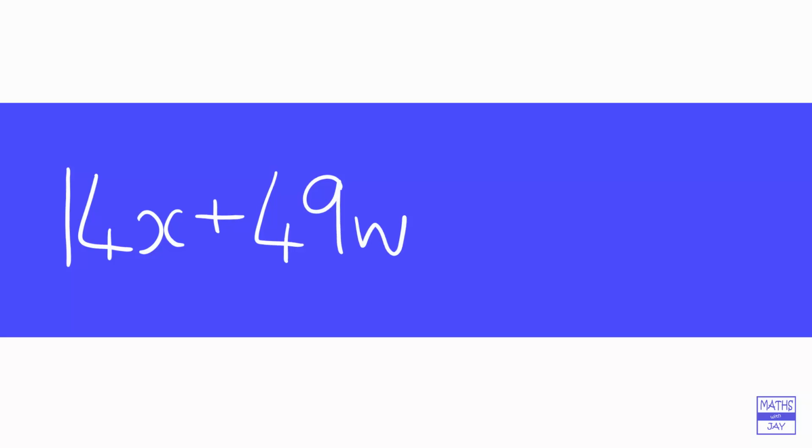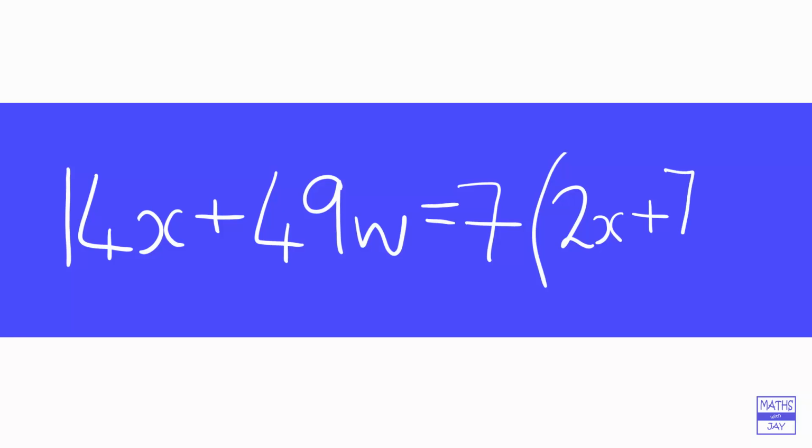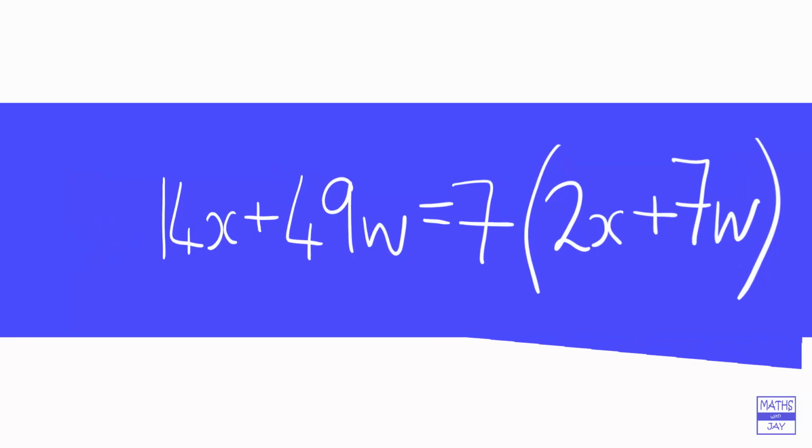Right, so here we're going to factorise 14x plus 49w. So looking at the numbers, well, they're both multiples of 7. So let's take the 7 outside a bracket. And then 7 into 14 goes 2. So 7 times 2x will give us 14x. And 7 into 49 goes 7. 7 times 7w will give us 49w.